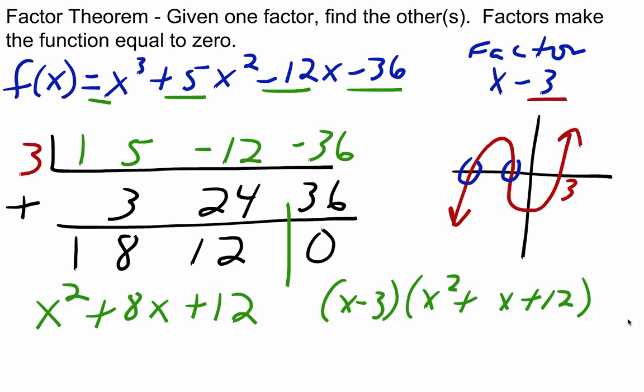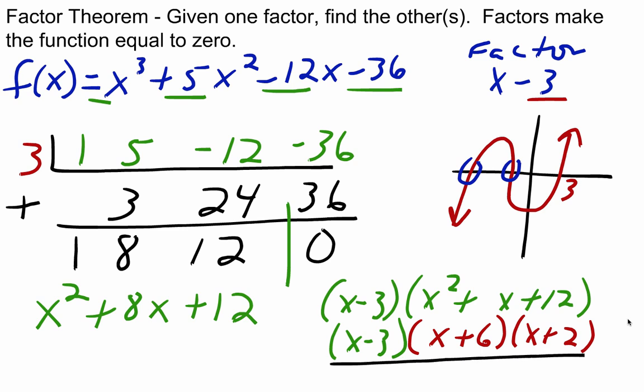But I can also see that this can be factored into x plus 6 and x plus 2. So really I have these 3 factors. If I multiplied all these 3 together, I'd get my original polynomial function. I'd FOIL them and then distribute the other one. If I multiply them all together, by distributing and FOILing, I would get my original problem.